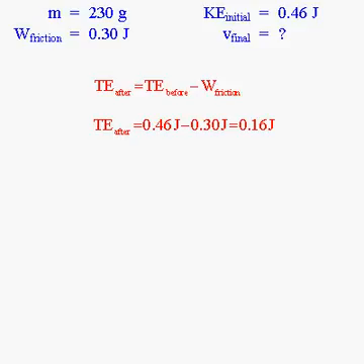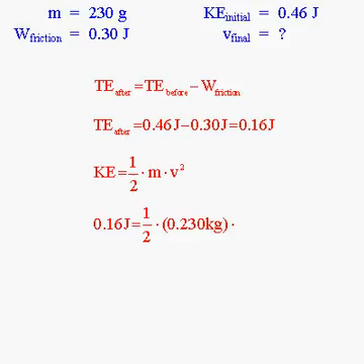Now that we have the total energy after friction has done its work, we can calculate the speed. After all, the total energy is the kinetic energy because there's no potential here. And kinetic energy is 1/2 mv squared. So the kinetic energy, which is also the total energy, is 0.16 joules. The mass is 0.230 kilograms. We need to convert to kilograms to make the units work out. I assume you know how to do that by now.